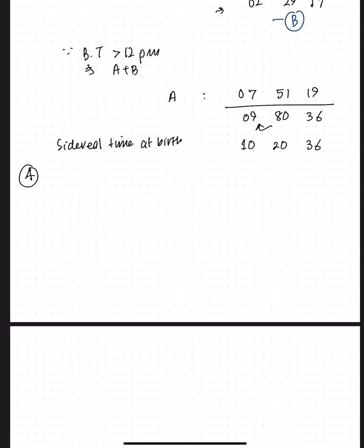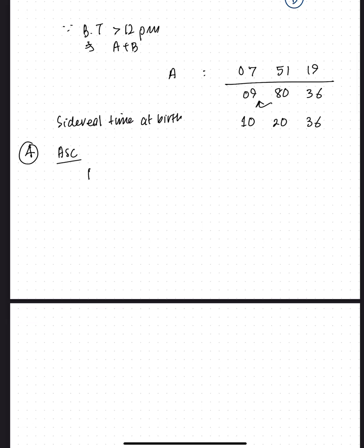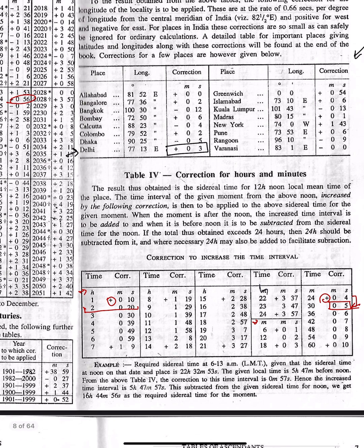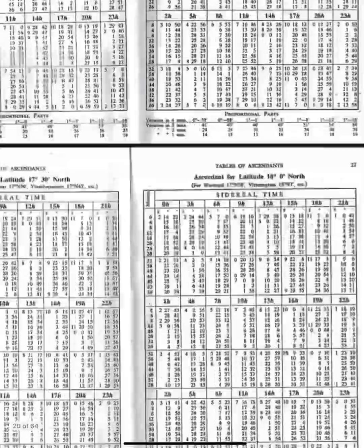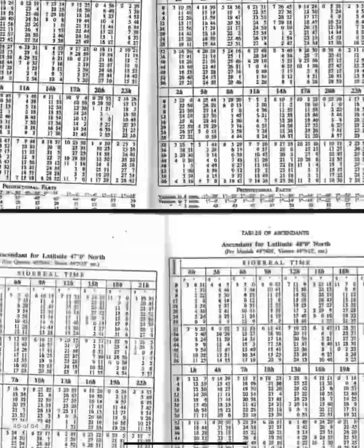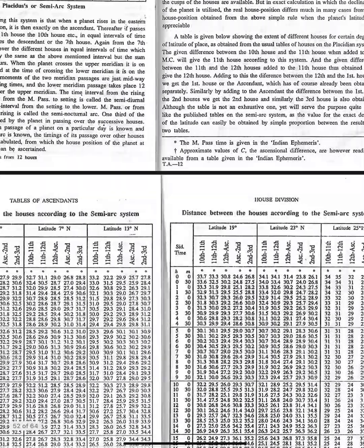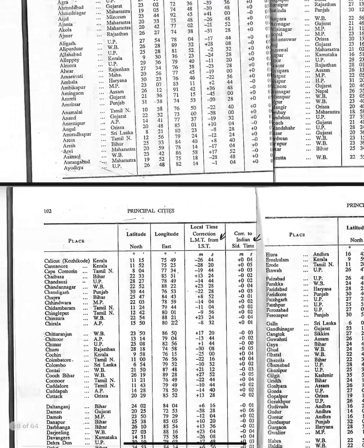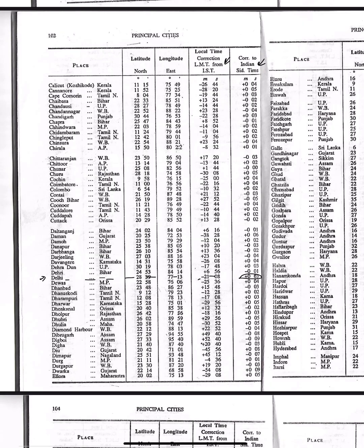Now our last step, which is to find the ascendant. Now our place is Delhi. Here the place's latitude comes into play. So Delhi's latitude is 28 degree 39 minutes. Again, for this we'll have to go down to the principal cities table to find Delhi's latitude, and even for all the other cities. Again, we have Delhi here. This is the latitude, 28 degrees 39 minutes.